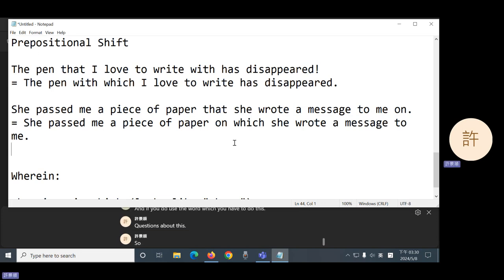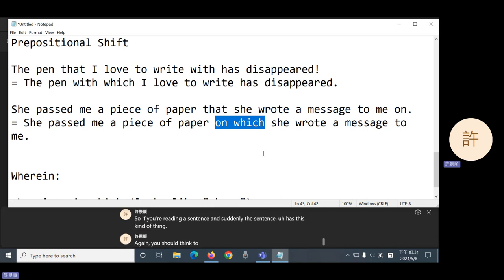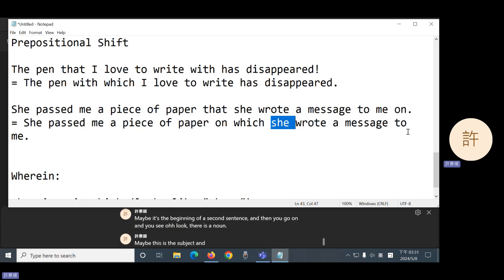So if you're reading a sentence and suddenly the sentence has this kind of thing, again, you should think to yourself, wait, this doesn't fit the grammar. What's going on? Maybe it's the beginning of a second sentence. And then you go on and you see, oh, look, there is a noun. Maybe this is the subject. And slowly you should be able to see that this is a relative clause.